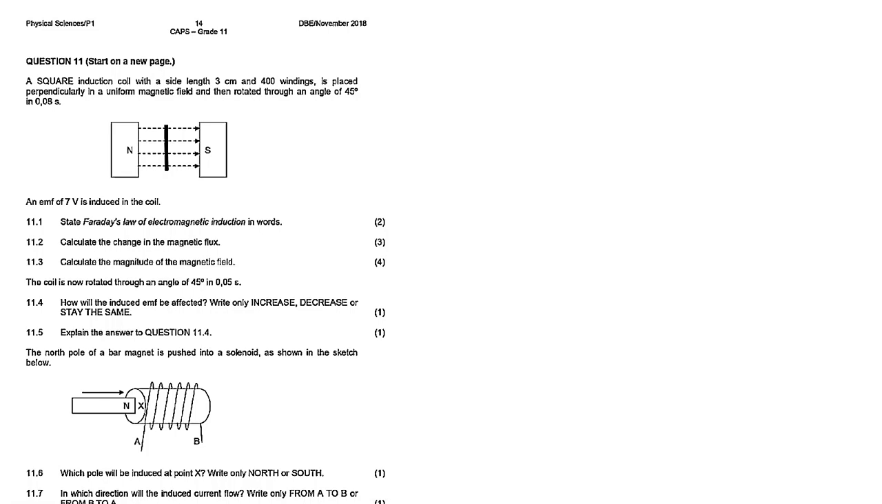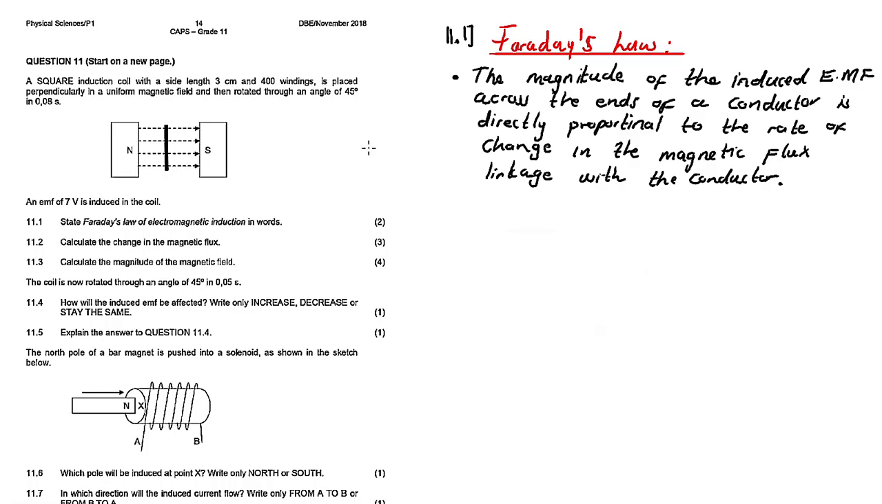So 11.1, Faraday's law: the EMF induced across the ends of the conductor is directly proportional to the rate of change in the magnetic flux linkage with the conductor. Right. 11.2, calculate the change in the magnetic flux.